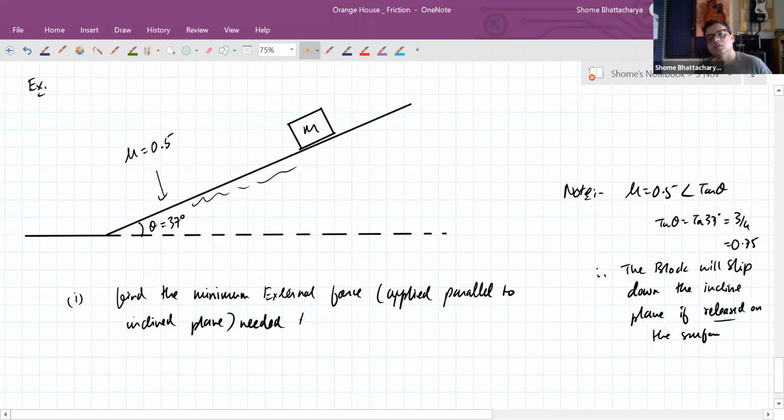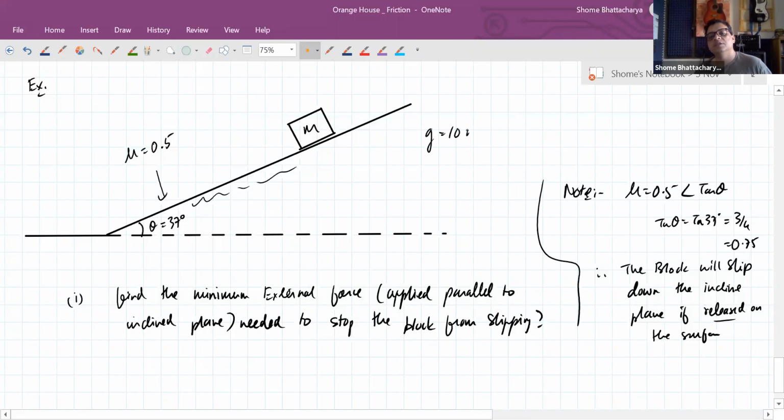Okay, to stop the block from slipping. Take g as 10 meters per second square. In this first part, we are going to apply an external force like this, parallel to the inclined plane. So what is the minimum amount of external force needed? That is the question.